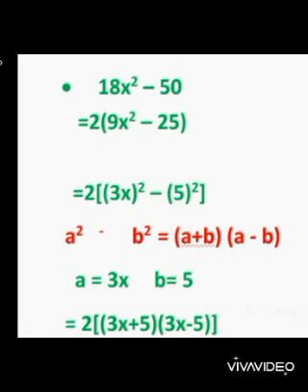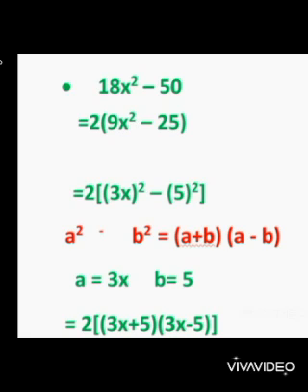Now let us move on to the next sum, 18x square minus 50. So you observe here 18x square is not a perfect square, and 50 is also not a perfect square. So to get a perfect square, what should we do? I am taking 2 common here. If we take 2 common here, you will get 9x square minus 25. Means 2 into 9 is 18x square, 2 into 25 is 50. Okay. So 9x square is a perfect square now.